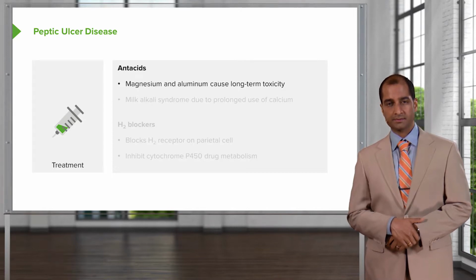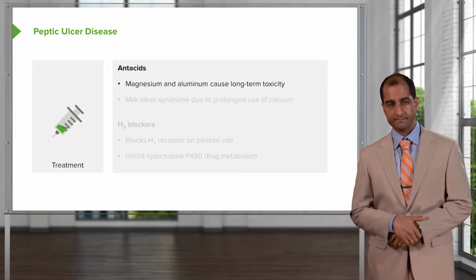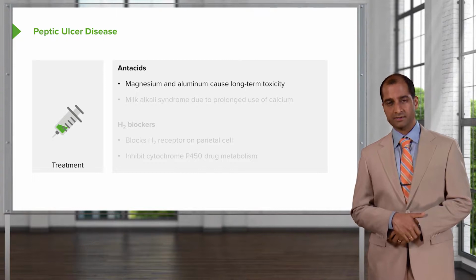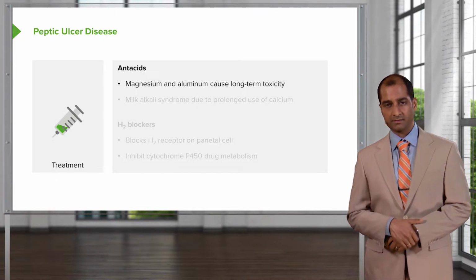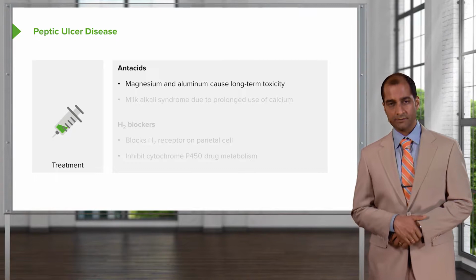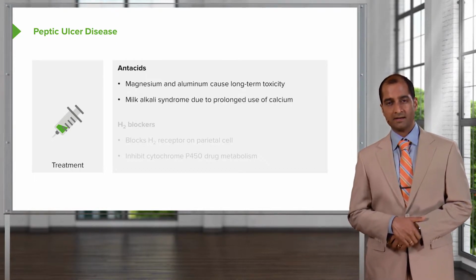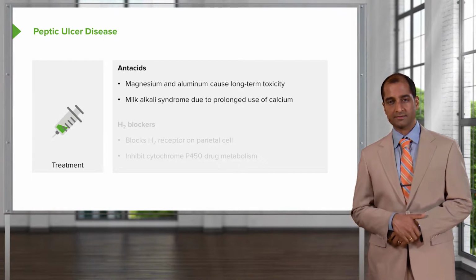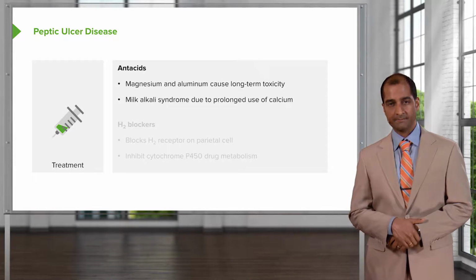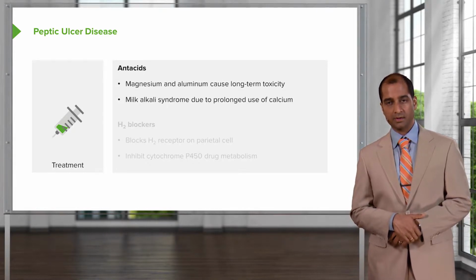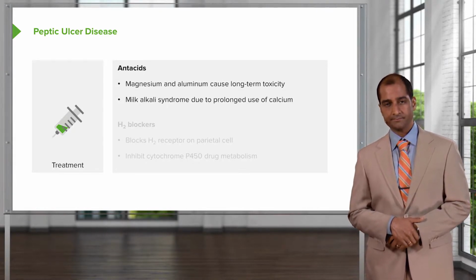Management of peptic ulcer disease. Antacids, because of the burning sensation that's taking place. Magnesium and aluminum can cause long-term toxicity, so be careful with antacids. Milk alkali syndrome due to prolonged use of calcium is something you want to keep in mind with antacids.